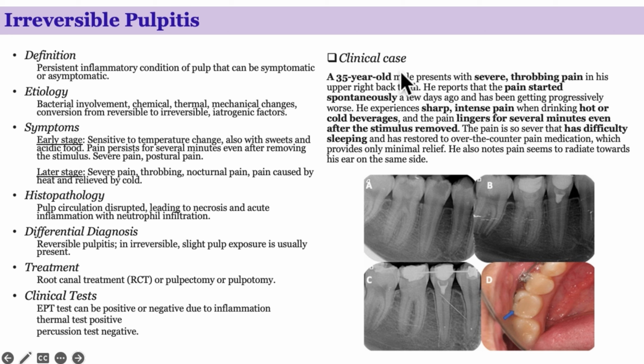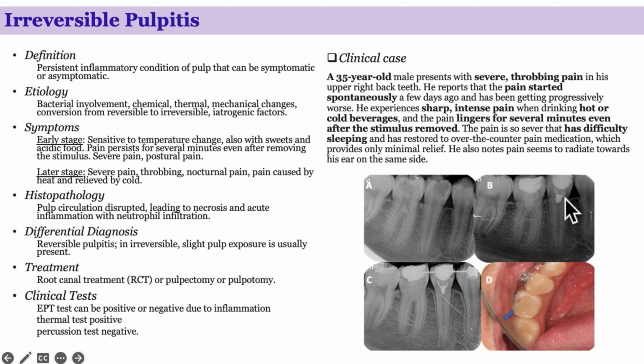So we have here another clinical case, a 35-year-old male with severe throbbing pain. The pain started spontaneously, with sharp, intense pain with hot or cold beverages that lingers for several minutes even after the stimulus is removed. He has difficulty sleeping and nocturnal pain, and we can see the radiographic pictures here. In the second premolar we have a carious lesion. It's big as well and has reached the pulp.